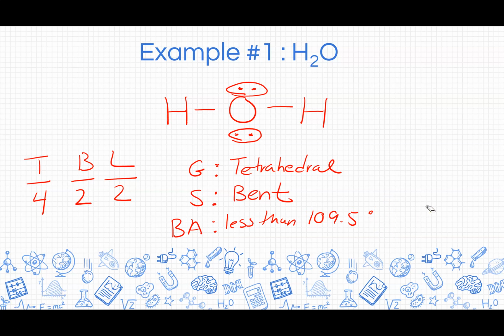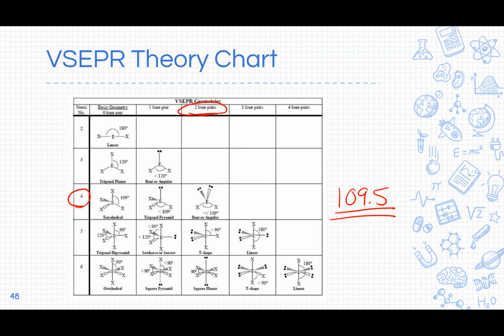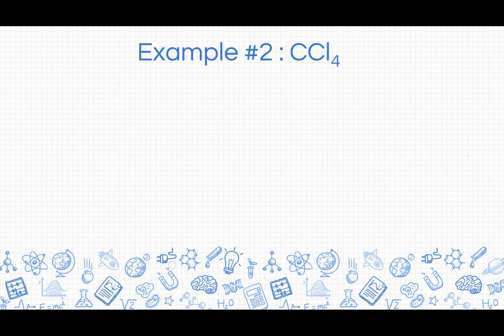Not Celsius, this is not a temperature. 109.5 degrees for my bond angle. Again, I got the bond angle from this chart. Everything that is tetrahedral has a bond angle of 109.5, and the more lone pairs there are, it's just a little bit less than that. That's because more lone pairs means more repulsion, which is going to tighten everything up a little bit. Okay, let's take another example here. Here's CCl4.